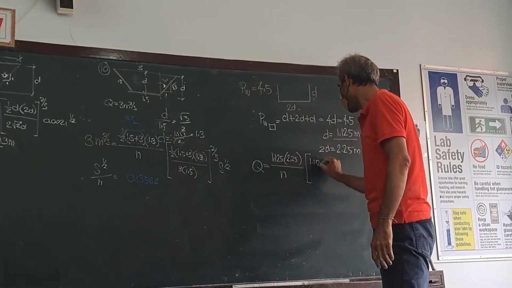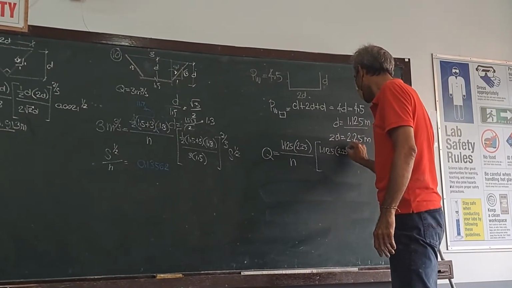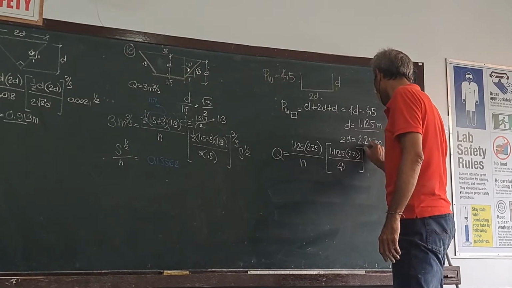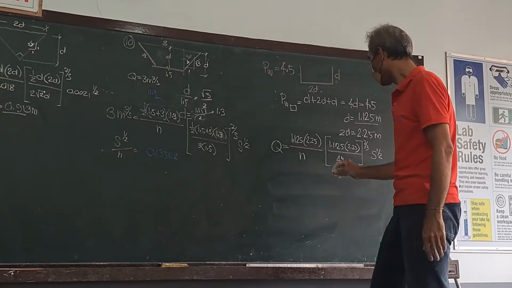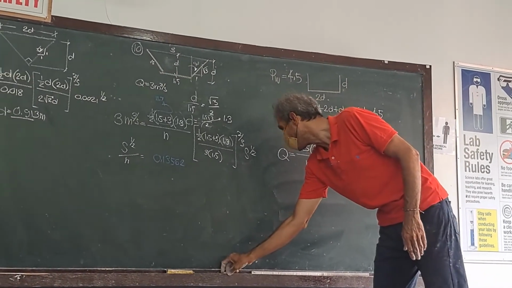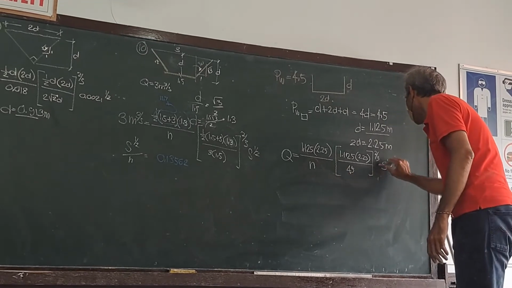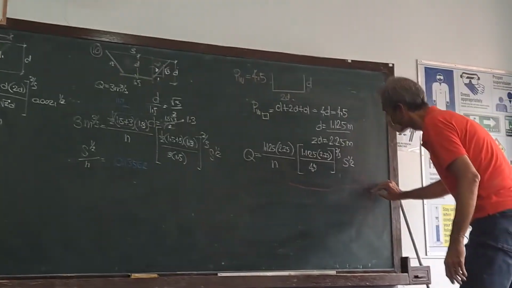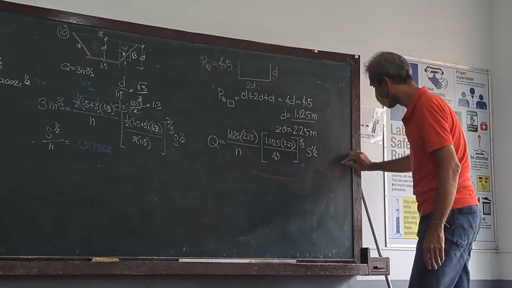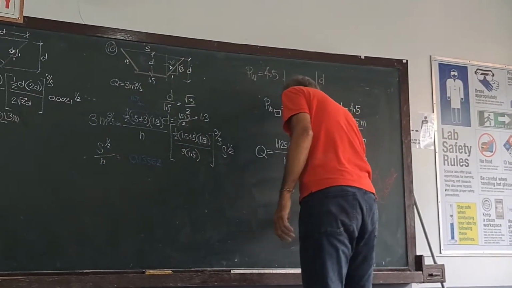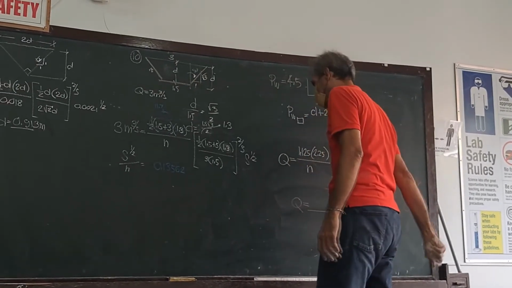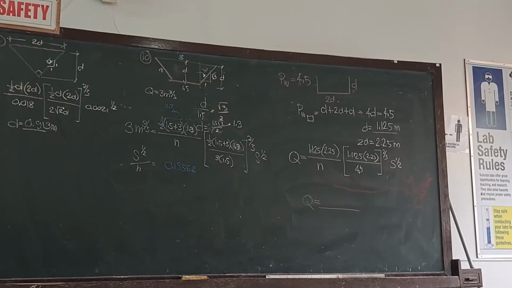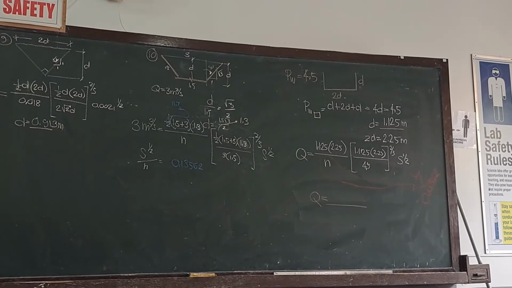Area of 1.125 with a perimeter of 4.5, 2/3 S to the 1/2. So Q.